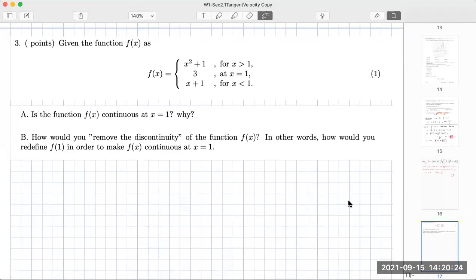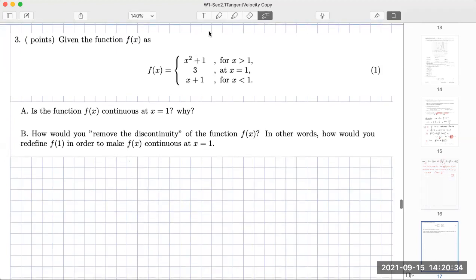So we're given a function here. We need to prove if it is continuous or not and explain it. And they ask us if we can remove the discontinuity of the function, or in other words, how would we redefine this value at x is equal to 1, the second range here, to make it a continuous function.